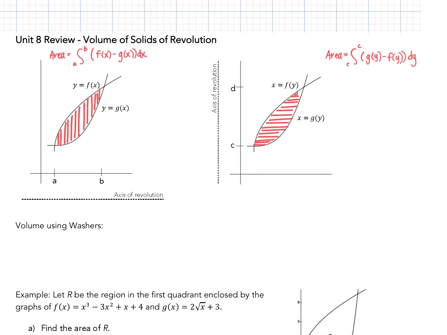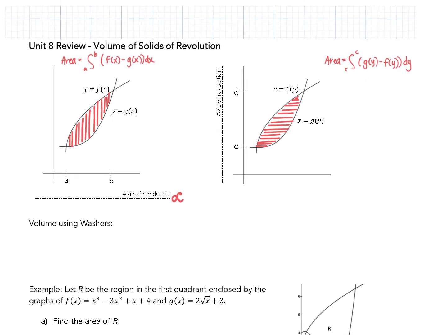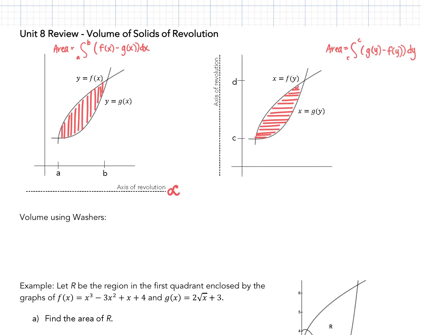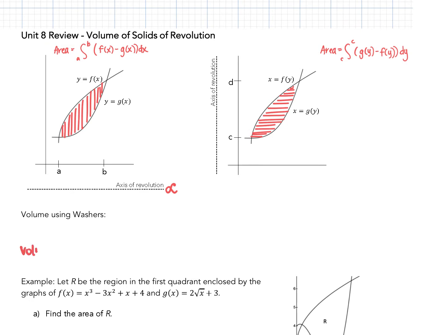All right, if we are rotating to create volume now, rotating around an axis of revolution, we're going to call that axis alpha. And it looks like I forgot the volume using discs. I didn't put on volume using discs. So we do need to have discs first, and then we'll talk about washers. So where can we put that? Let's add volume using discs right here.